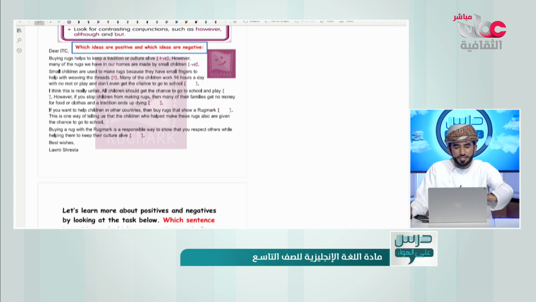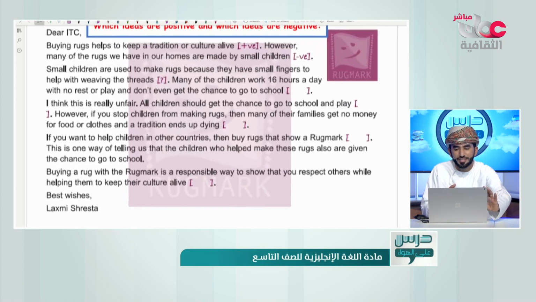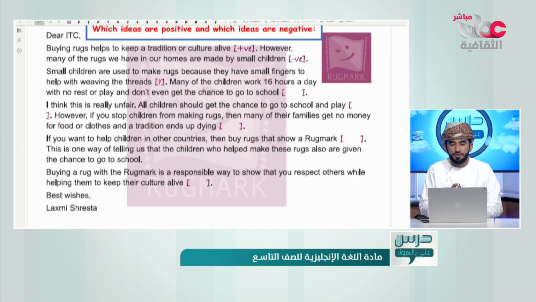Right, now in this task, what I'd like you to do is to find out which sentence is positive, which sentence is negative. Very fast. Let's go to this one. Many of children work 16 hours a day with no rest or play and don't even get the chance to go to school. Is it positive or negative? Is it healthy to work for 16 hours? Unhealthy. So it's negative or positive? Negative, exactly. So this one is negative.